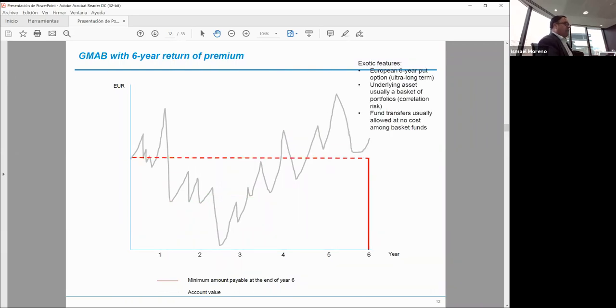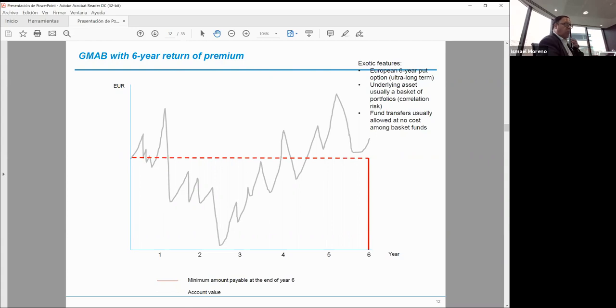This is a GMAB, a guaranteed minimum accumulation benefit with a 6-year return of premium. This is the simplest type of GMAB. This is the one that we are planning to probably begin to design. We're at that early phase at the moment. And it is as simple as this. At the end of the day, at the end of 6 years, I would have this amount of money. It is invested in the stock market. It can go up and down.